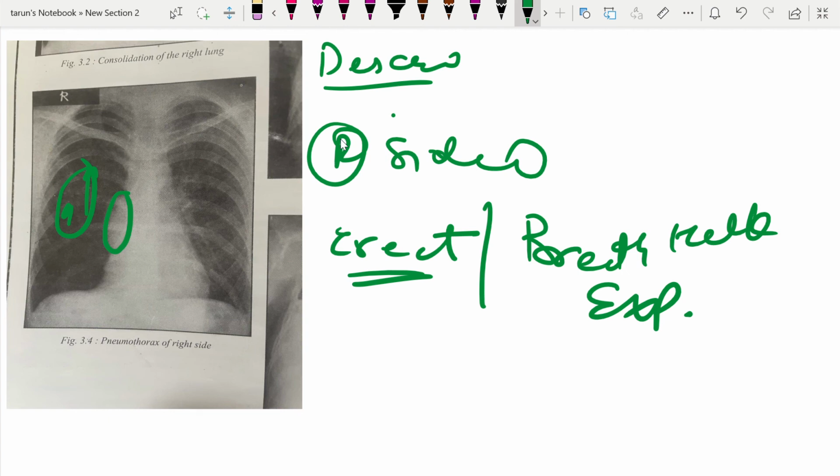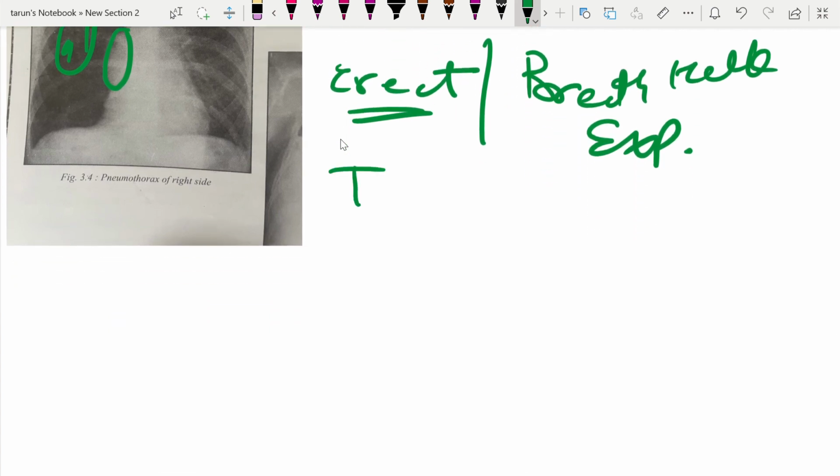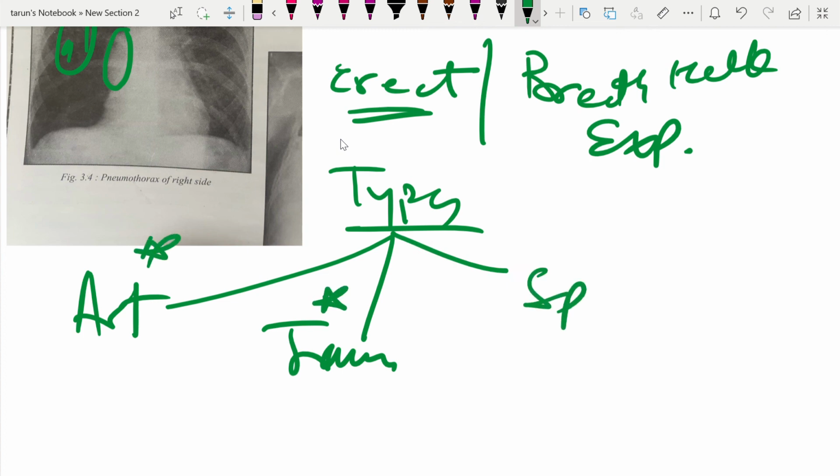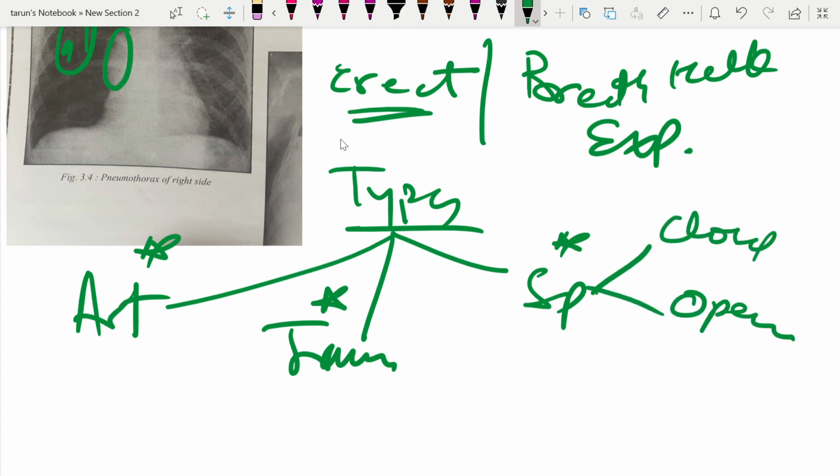What are the types of pneumothorax you know? This is your next question. We have artificial pneumothorax, traumatic pneumothorax, and spontaneous pneumothorax. Spontaneous is further classified as closed, open, and valvular.